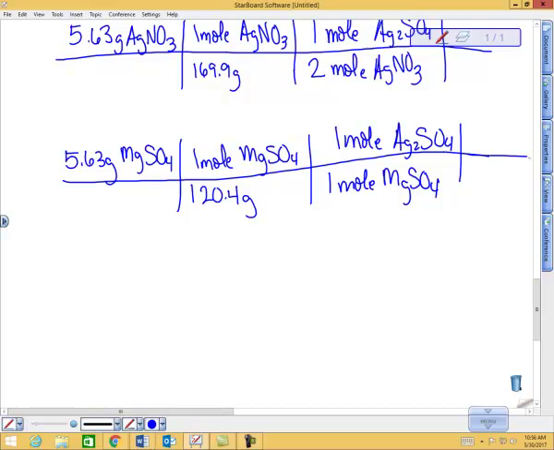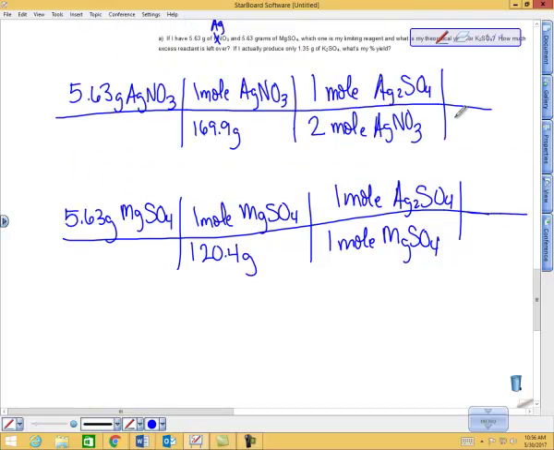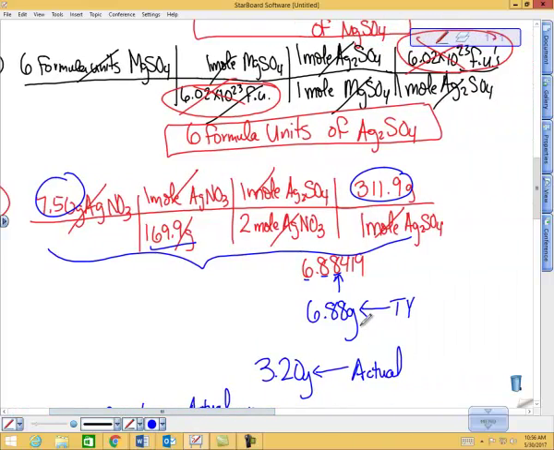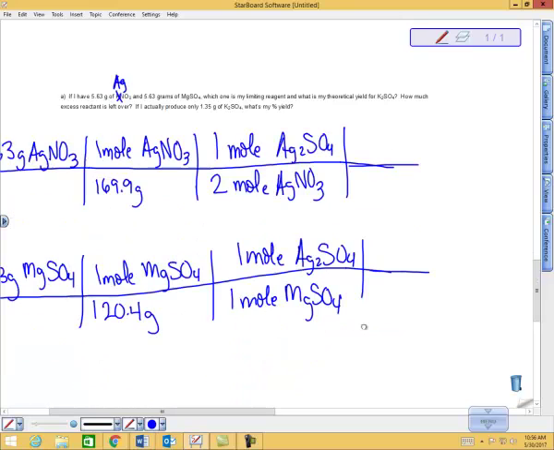All right, how do I end on both of these? What do I need to end with? Mass, right? Mass of the silver sulfate, and I think we already did that before, so I'm going to come back up here. Molar mass is 311.9. So let's get those in. Again, 311.9 grams is equivalent to 1 mole of this stuff. All right, let's get that in. 311.9.